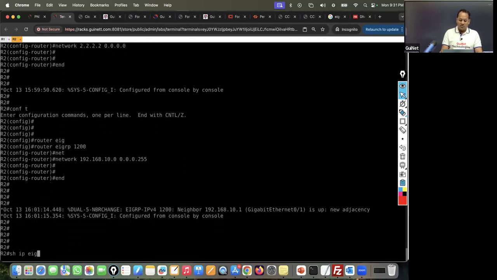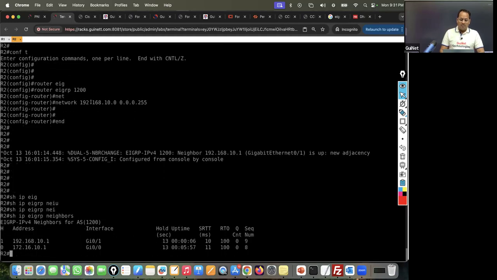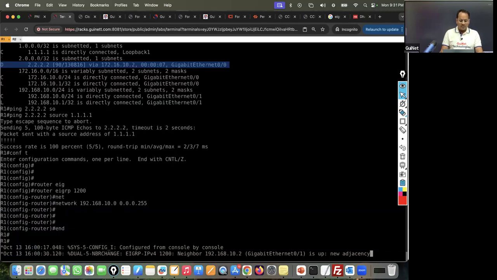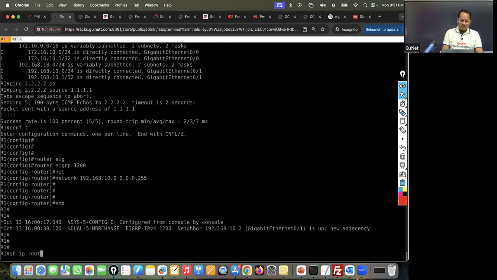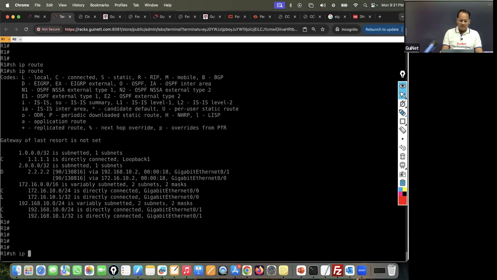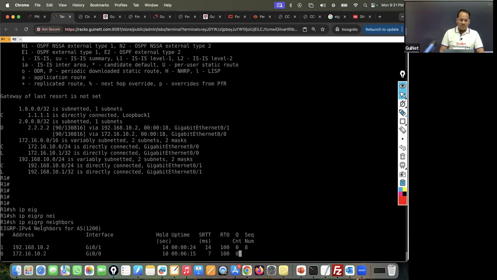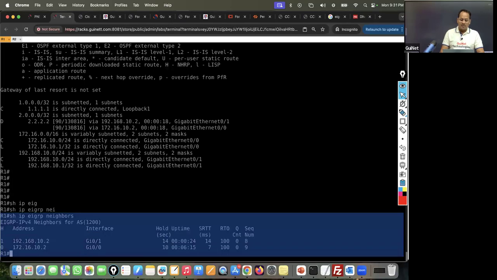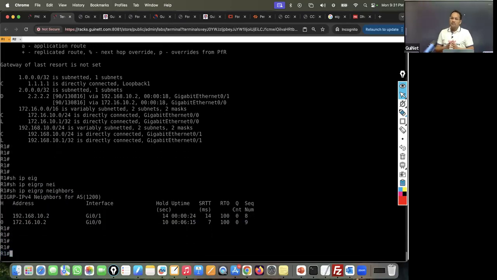Now it's done. And if you check show IP EIGRP neighbor, you have two neighbors here. And if I go here also, show IP EIGRP neighbor, you are going to find the two neighbors available here too. So now we have both neighbors available. Now see the magic in the routing table. What is happening in the routing table? If I run this command, show IP route.